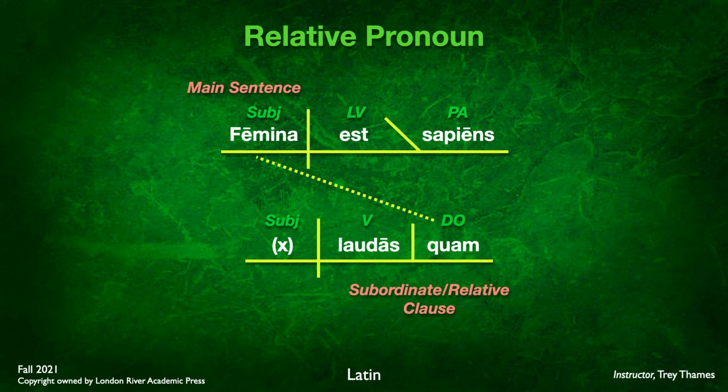And here I have a dashed line that goes from quam to its antecedent, femina. And now you can see the picture of how these two sentences work, the main sentence and its subordinate clause, and how they are related to one another. So this is our relative clauses and relative pronouns. I'd encourage you to work on memorizing that form, or I should say those forms.